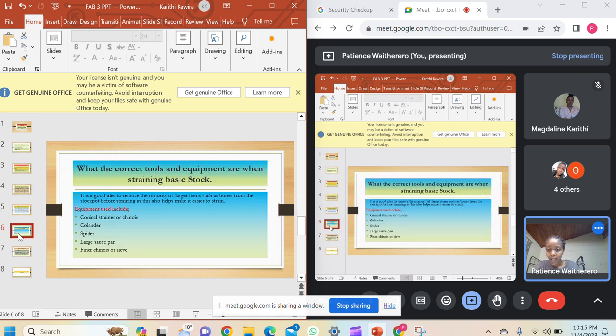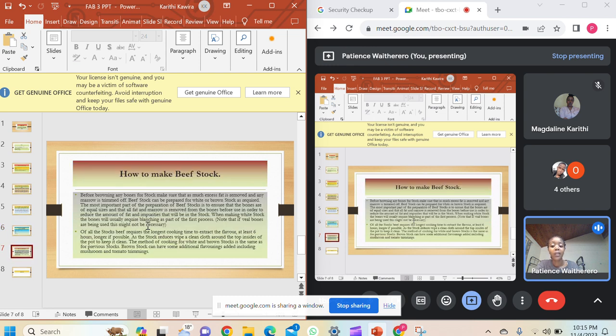Okay, this other slide, the equipment that is used for straining basic stock, I have already mentioned them. The colander, conical strainer, large saucepan, and chinois or sieve. And this other slide is now how to make beef stock. You have bones. Otambo has mentioned the ingredients: bones, the celery, there's leek. You can also have pokegani to put taste in the stock. There's also salt. And the equipment that I use, I have mentioned them: colander, conical strainer, large saucepan.